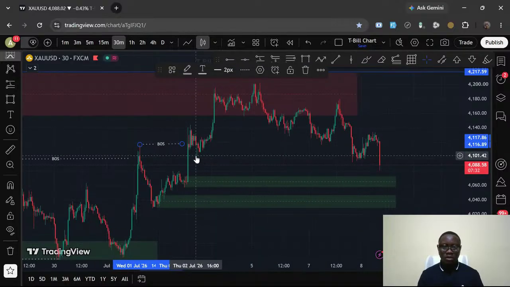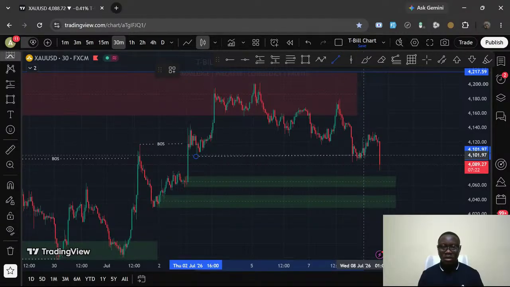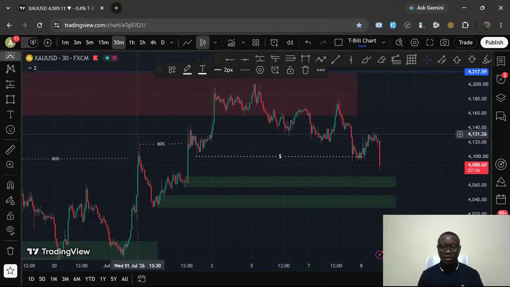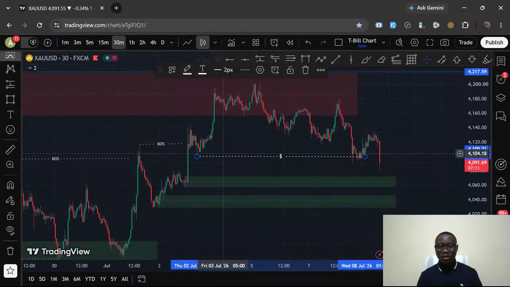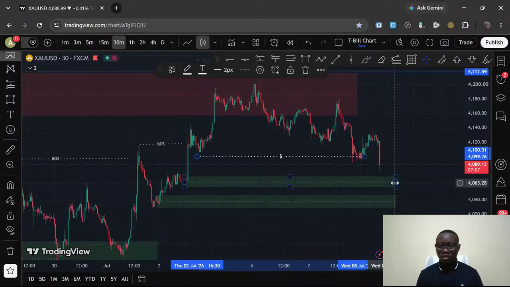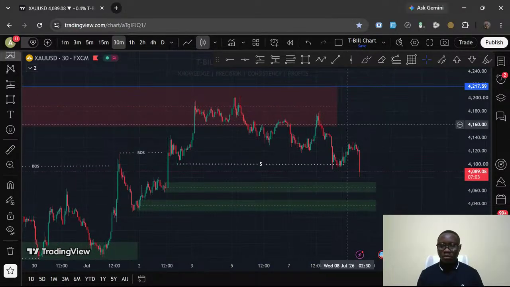So this is our inducement, and potentially price is already sweeping liquidity below this inducement. So this is our inducement. Price already sweeping liquidity. We expect price to tap into this. Then we take a short buy.